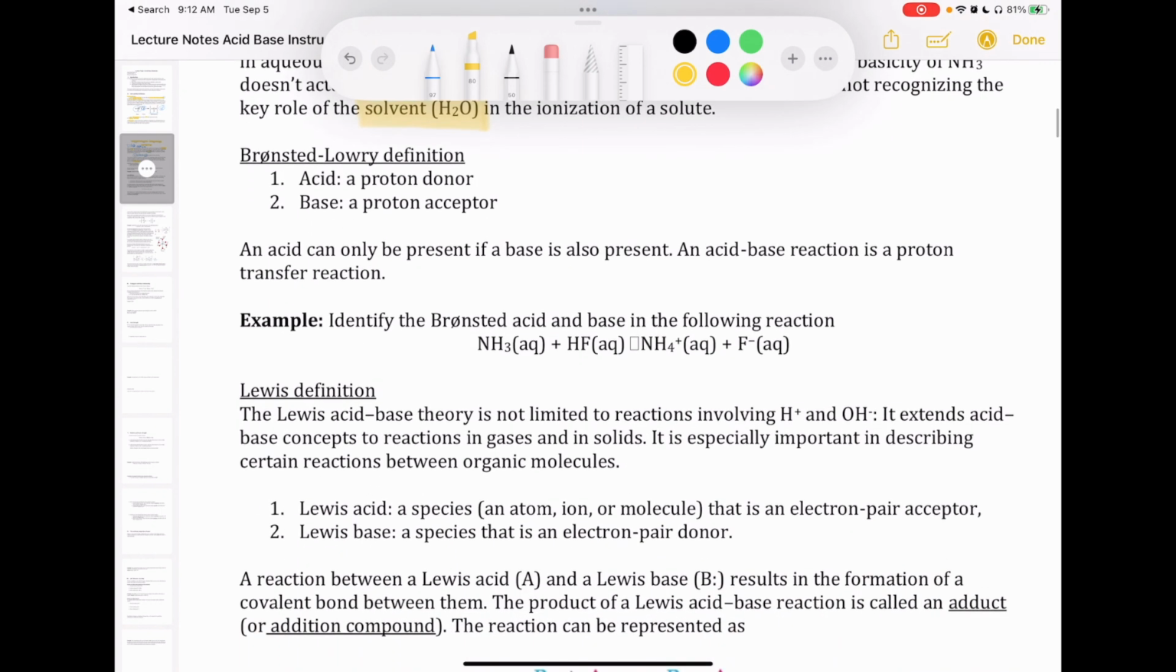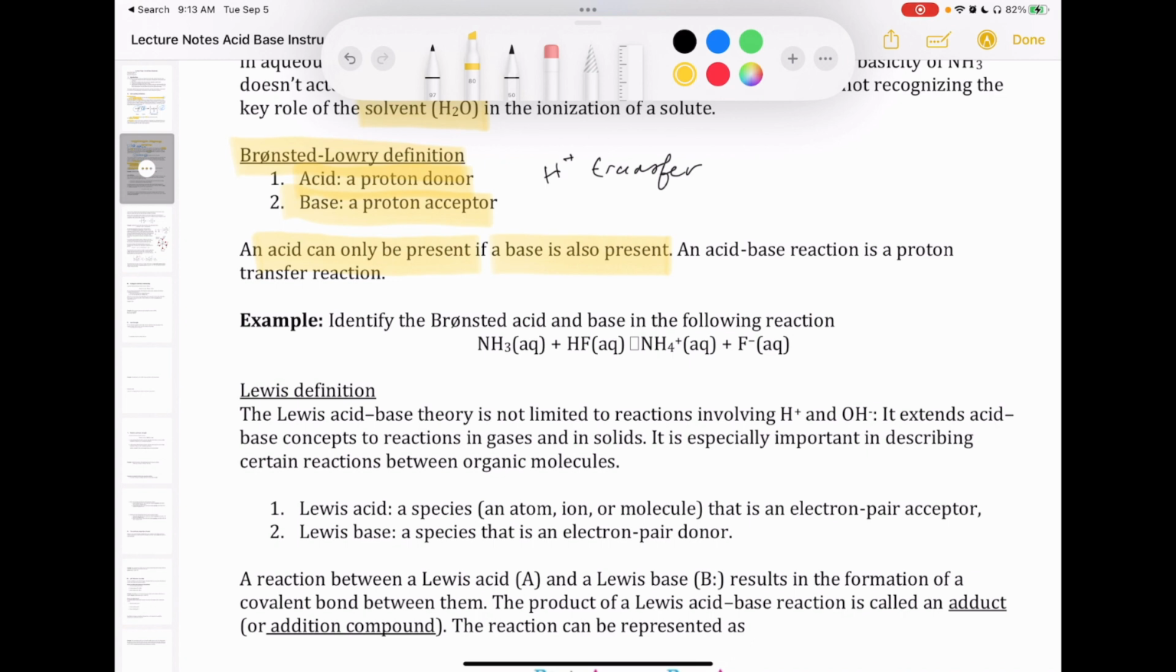So now we have a second definition that does take into account water as an important component, and that's called the Bronsted-Lowry definition. In this case, we're thinking about an acid as a proton donor and a base as a proton acceptor. So it's a much more general definition. It centers on the idea of a proton transfer reaction, where an acid will give away a proton and a base will accept that proton. Another way to think about this is that an acid will never exist unless a base is also there, because nobody will accept that proton from the acid unless a base is there.